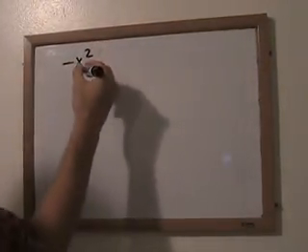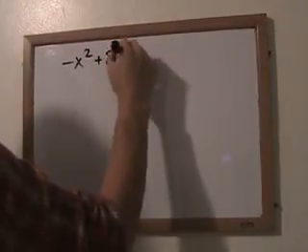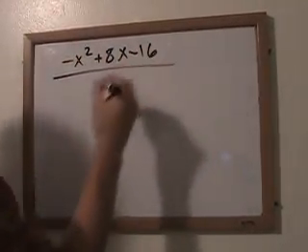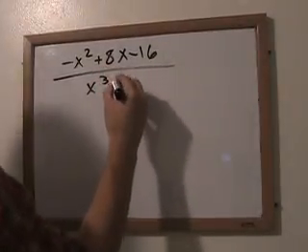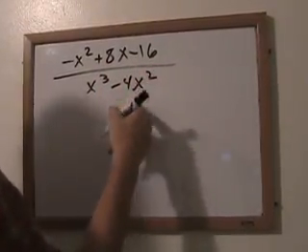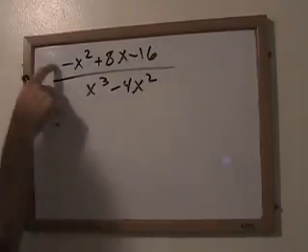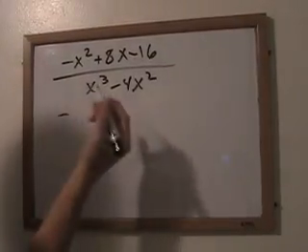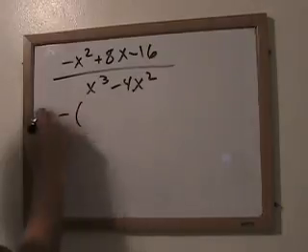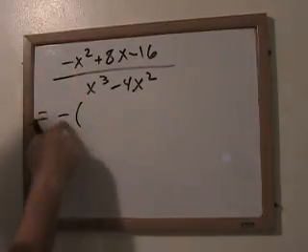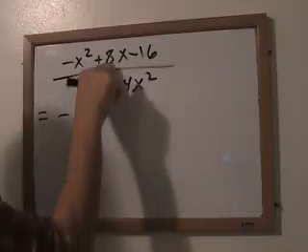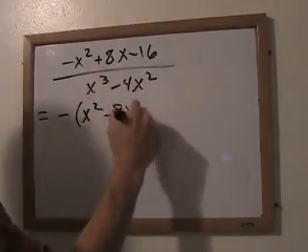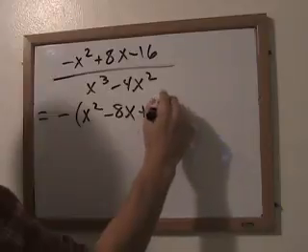Okay, so this is number 5. It says negative x squared plus 8x minus 16 over x cubed minus 4x squared. I'm not sure if you asked for this one, but I'll do it anyway. Out of the top, let me take out a -1, or just a negative sign. So the top equals, if I take out a negative from each of these, it becomes positive x squared, a negative 8x, and a positive 16.